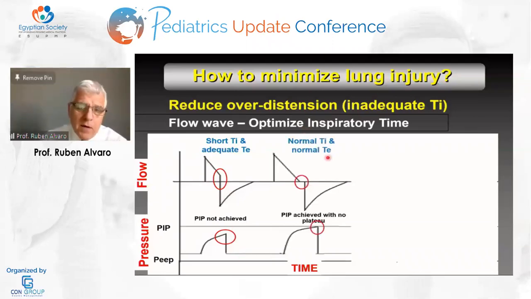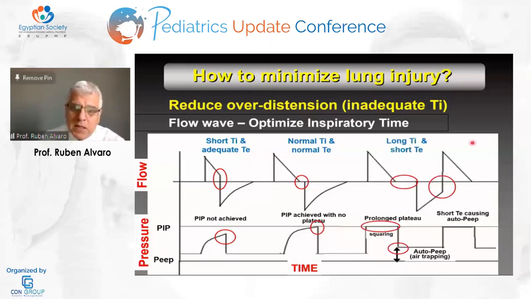In the middle here, we have an example of a normal TI with a normal TE. Again, here the inspiratory flow reaches baseline. There is a small plateau here. It's a small space, which is physiologic. And now you have a PEEP that has achieved the desired PEEP with almost no plateau.